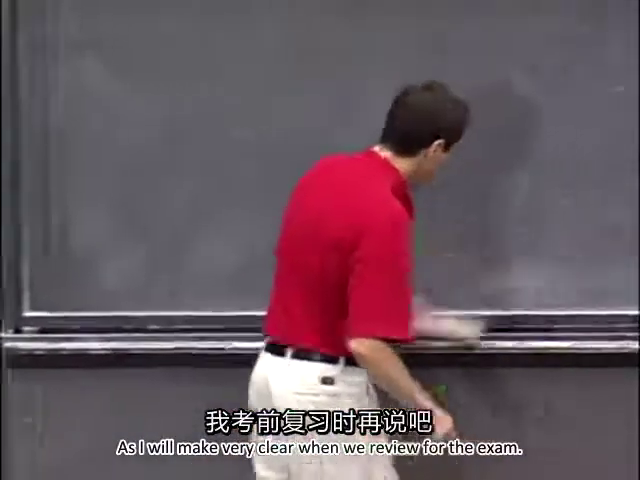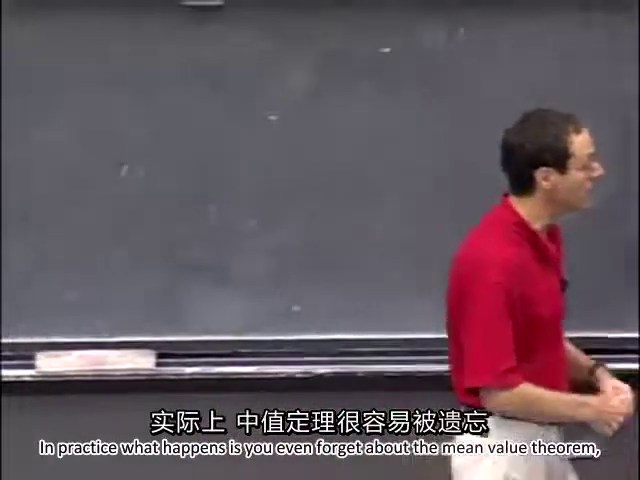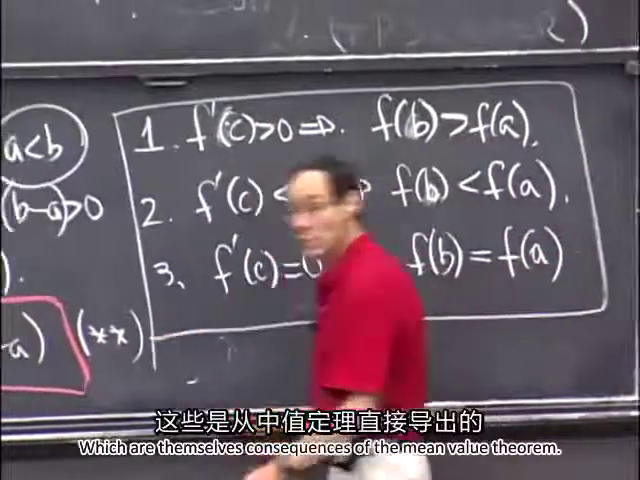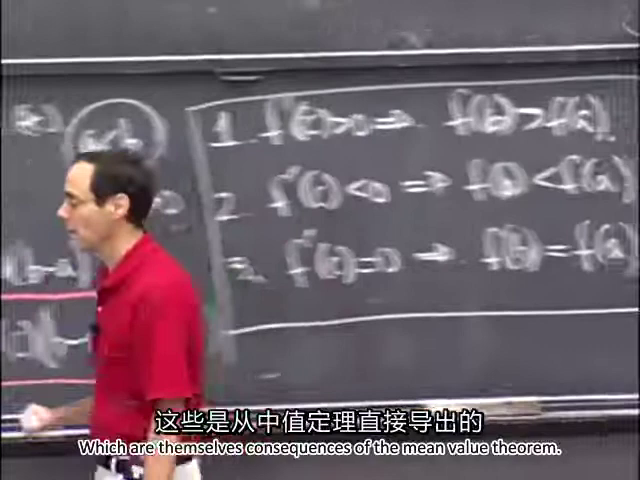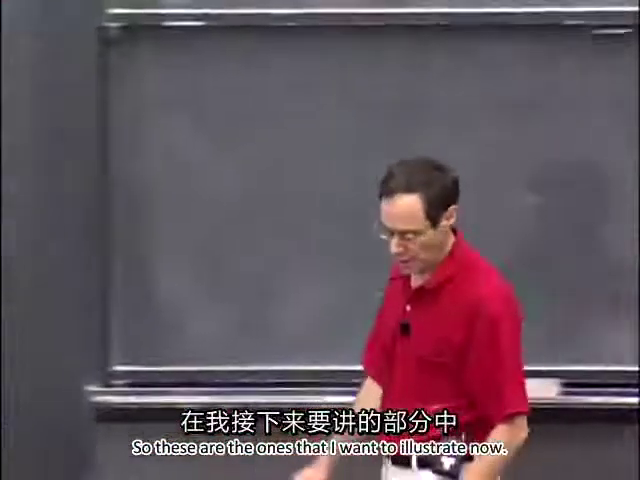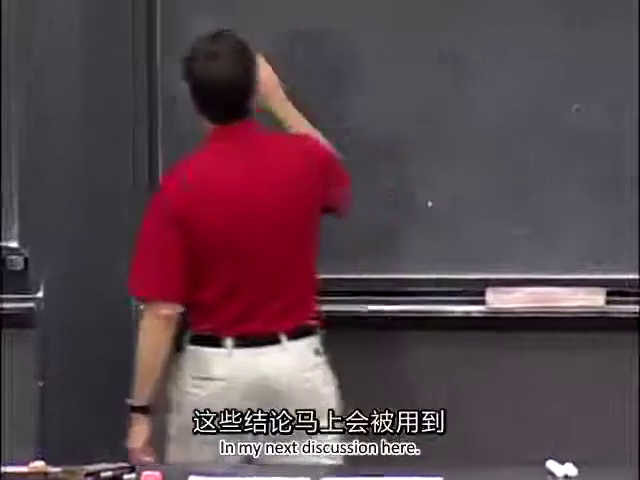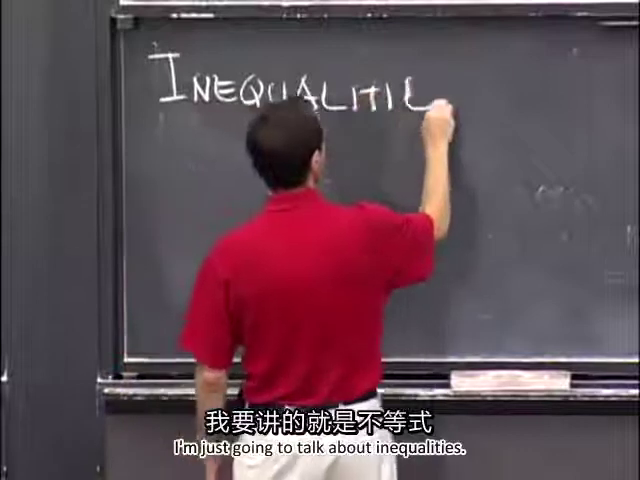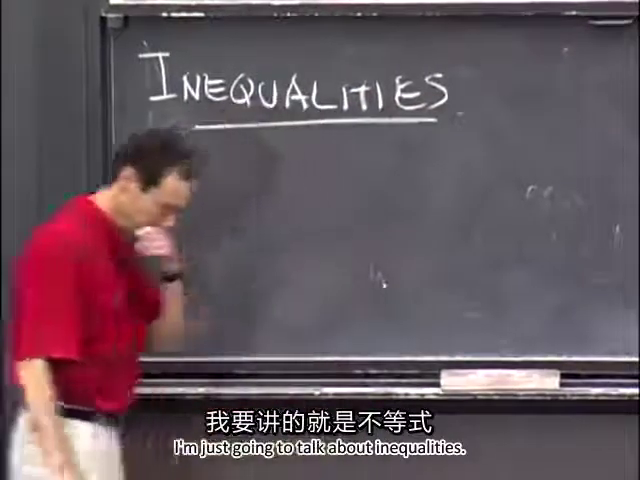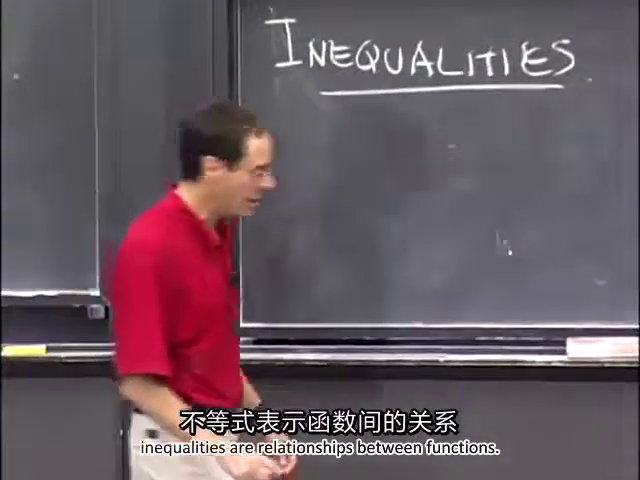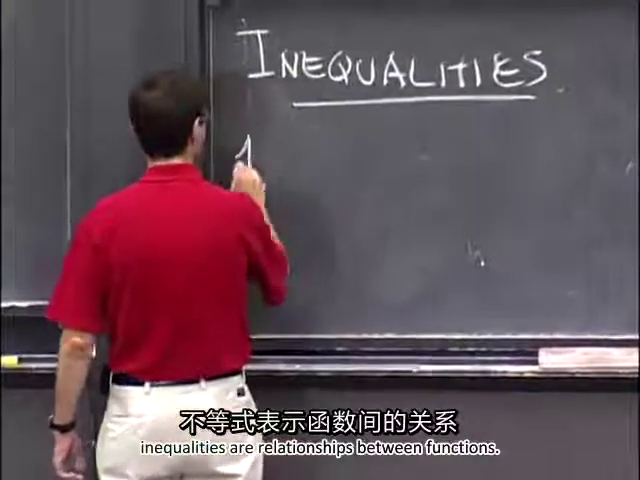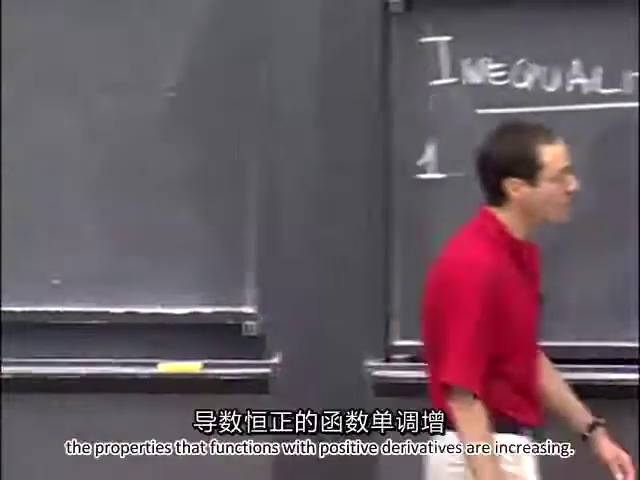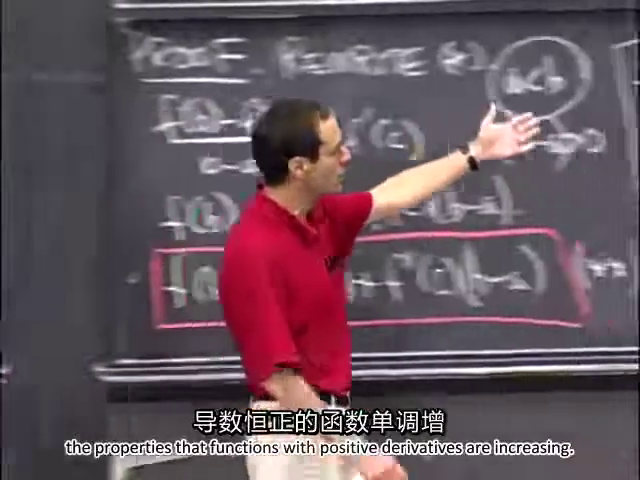Now, in practice, what happens is you even forget about the mean value theorem, and what you remember is these three properties here, which are themselves consequences of the mean value theorem. So these are the ones that I want to illustrate now in my next discussion. I'm just going to talk about inequalities. Inequalities are relationships between functions, and I'm going to prove a couple of them using the properties over there, the properties that functions with positive derivatives are increasing.